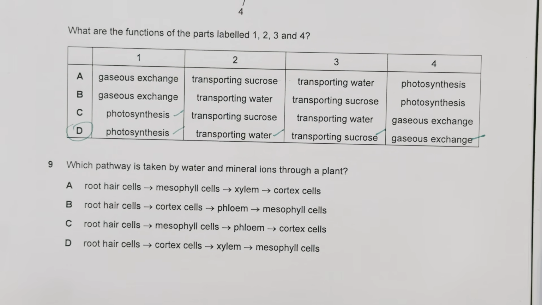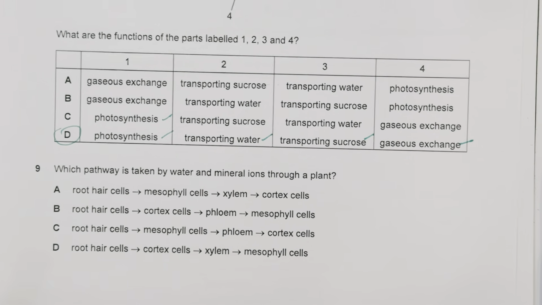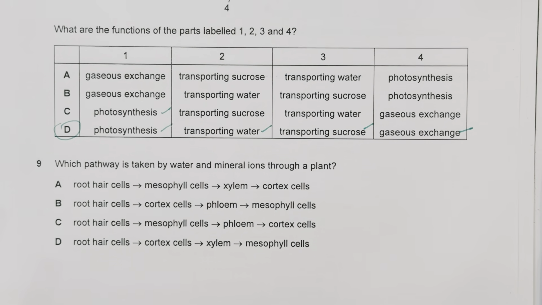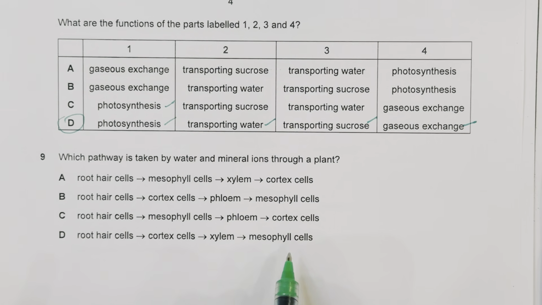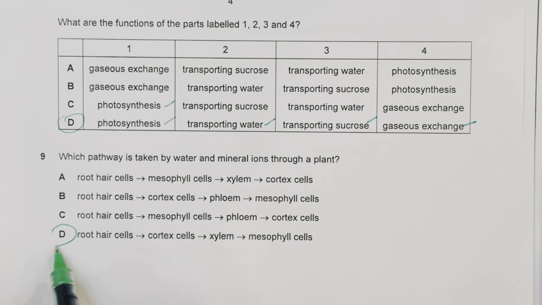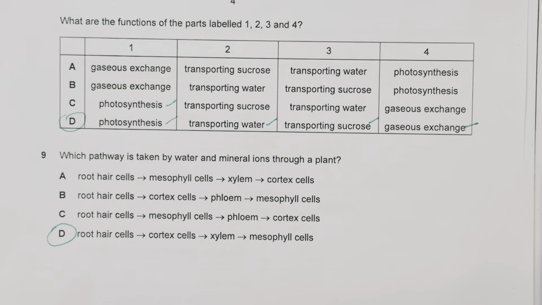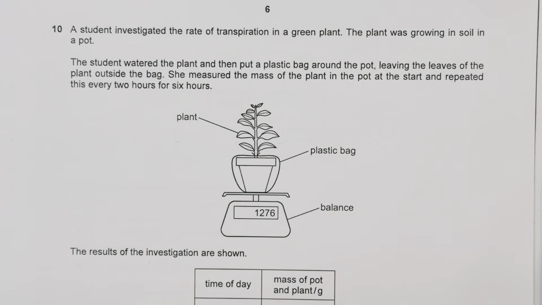This is a very famous question. You should memorize it. First it goes to root hair cell, then it moves to cortex cell, then it moves to xylem, then it is moved to mesophyll cells. So option number D is the right choice. Moving to question number 10.